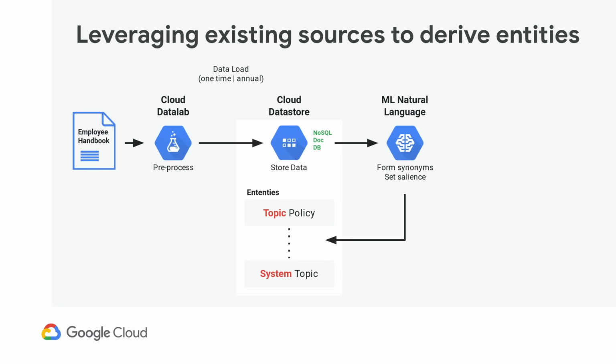Next, we use Google's Natural Language API to form synonyms of these topics and add them to Datastore. Finally, we call the Dialogflow API to then populate your Dialogflow agent's entity list with these topics from the Datastore entity. The demo that follows will walk you through the steps covered so far. So I will pull up our demo screen.